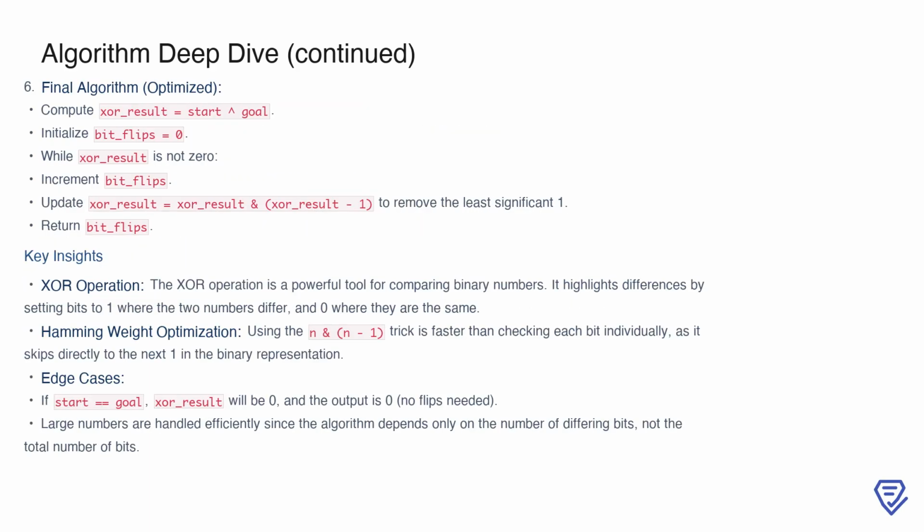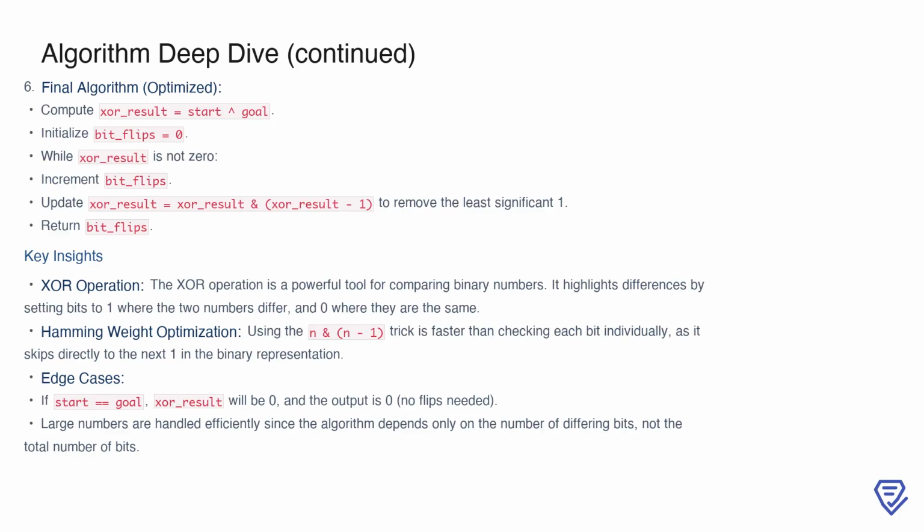Now, let's summarize the optimized algorithm. Start by computing the XOR result as XOR_result = start ^ goal. Then, initialize a counter, bit_flips, to 0. While the XOR result is not 0, increment bit_flips and update XOR_result using the expression XOR_result = XOR_result & (XOR_result - 1). This operation removes the least significant one from the binary representation of XOR_result. Repeat this process until the XOR result becomes 0. Finally, return the value of bit_flips.